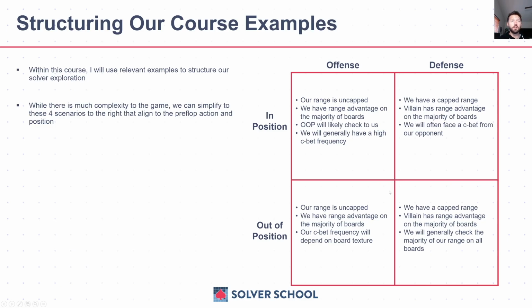The converse to this role is the in-position defensive player, that button in that scenario, who will generally have a capped range. But this does happen occasionally, where the in-position defensive player will be able to retain some top-end hands in range to reduce the capped nature of his or her range. The out-of-position player, the offensive player, is going to have the range advantage on the majority of boards. And as a result, we're often going to face a continuation bet from our opponent in this spot.